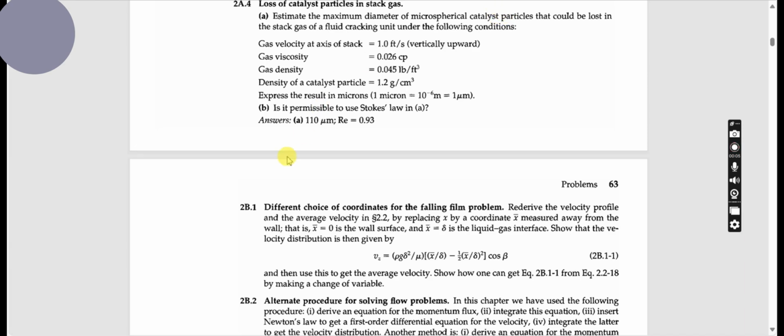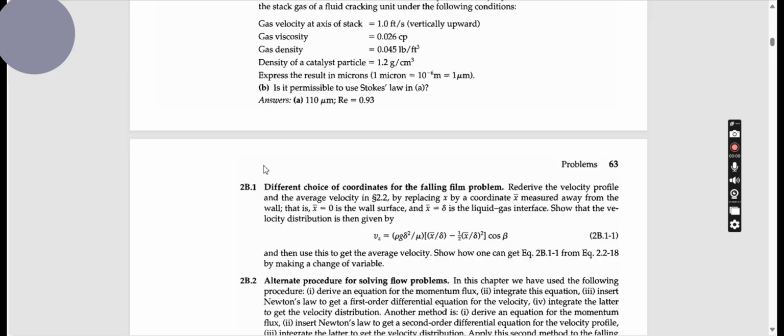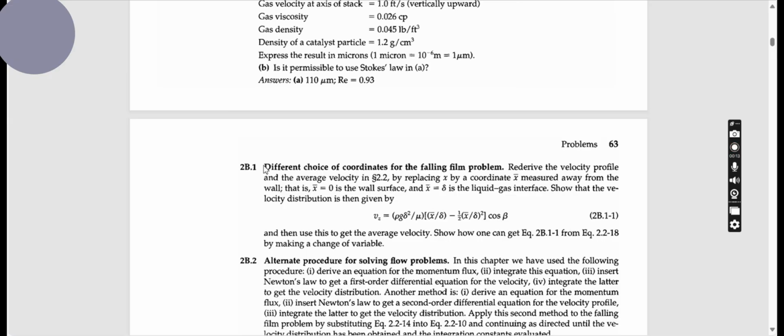All right, so here we're going over problem 2B.1 in Transport Phenomena, second edition. Here's the problem: different choices of coordinates for the falling film problem. Just derive the velocity profile like you do in 2.2, but you replace the x with x bar, and basically you just move the x coordinate.